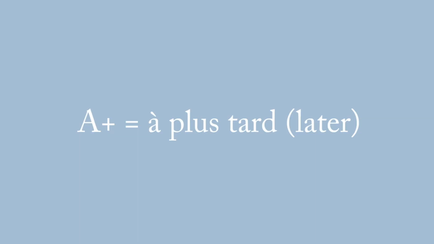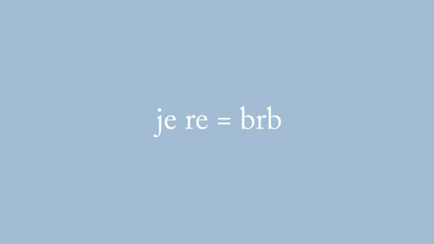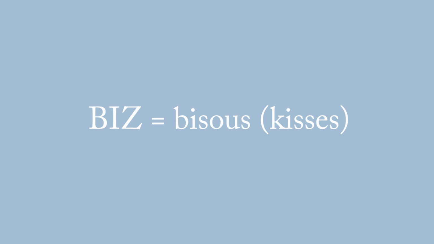A plus, A and a plus sign, is à plus tard, see you later. If you're on Facebook Messenger and you want to say BRB, you would just write je reviens, I'm coming back. And the last one is bis, for bisous, kisses. If you're signing off with someone, bisous. Saying kisses might sound very romantic and mushy, but in French, when people greet each other, they do bisous. So that's an okay way to sign off with someone. Obviously not your boss, but also why are you texting your boss?